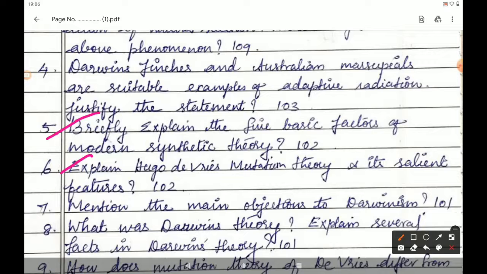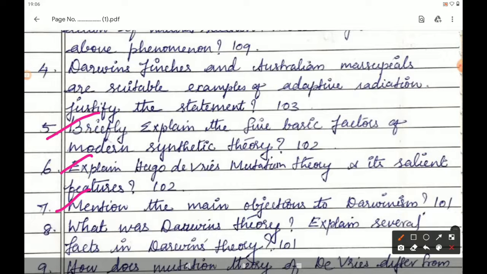The next question, seventh question: mention the main objections to Darwinism. Answer is given in page number 101. Students, you have already learnt this question for 2 mark and 3 mark. Now this is also a 5 mark question. That time also I told you this is a very, very important 5 mark question.